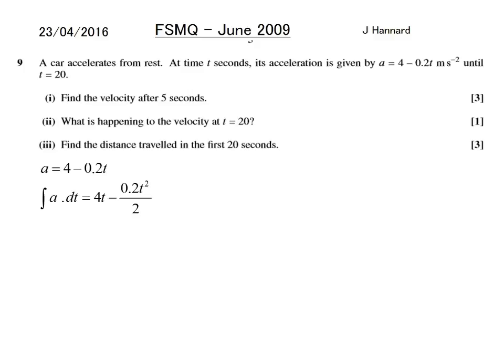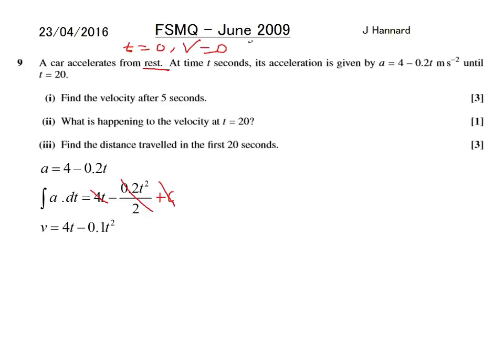2, and you would have a plus c here, but you were told that when t equals 0, because it says a car accelerates from rest, that means when t equals 0, v equals 0, so that means that that would die and that would die, so therefore c would equal 0 as well, so we can just forget about them. So there you go, v equals 4t minus 0.1 t squared.